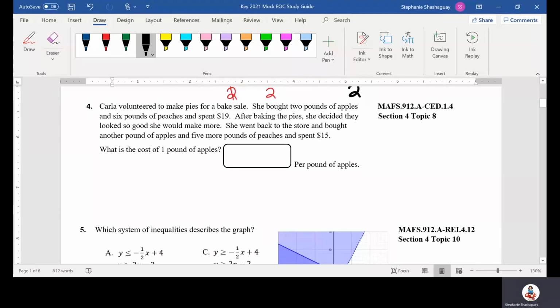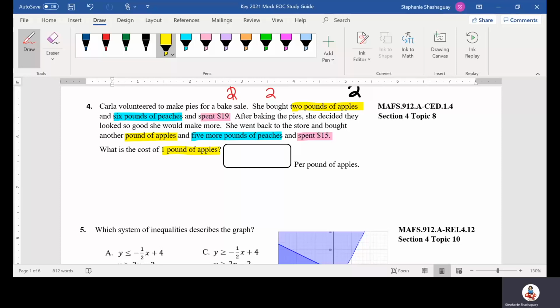Moving on to number 4. Carla volunteered to make pies for a bake sale. She bought 2 pounds of apples and 6 pounds of peaches and spent $19. After baking the pies, she decided they looked so good she would make more. She went back to the store and bought another pound of apples and 5 more pounds of peaches and spent $15. What is the cost of 1 pound of apples?